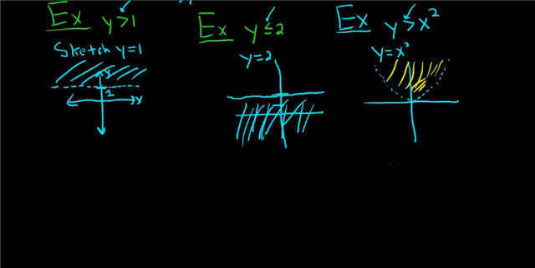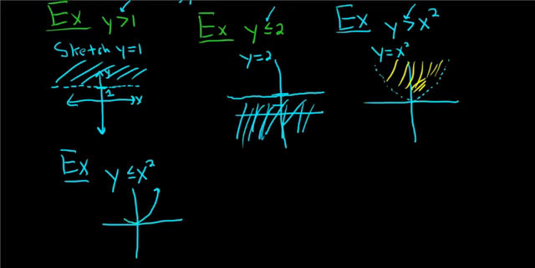Let's keep doing examples. How about y less than or equal to x squared? Again, we have the y-axis and the x-axis, and this time it's a solid parabola, right? Because it's not dotted. It has the equality, so it's solid, and it's less than, so we shade below. So it's down here. Okay, let's do another one. Let's keep doing examples.